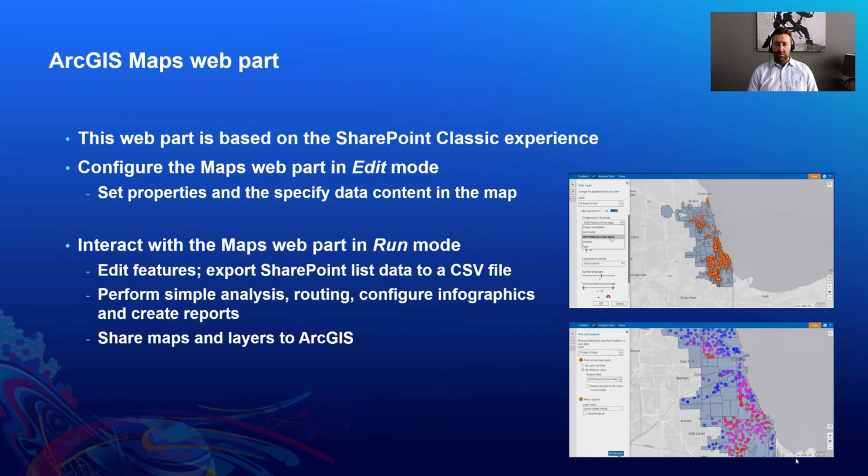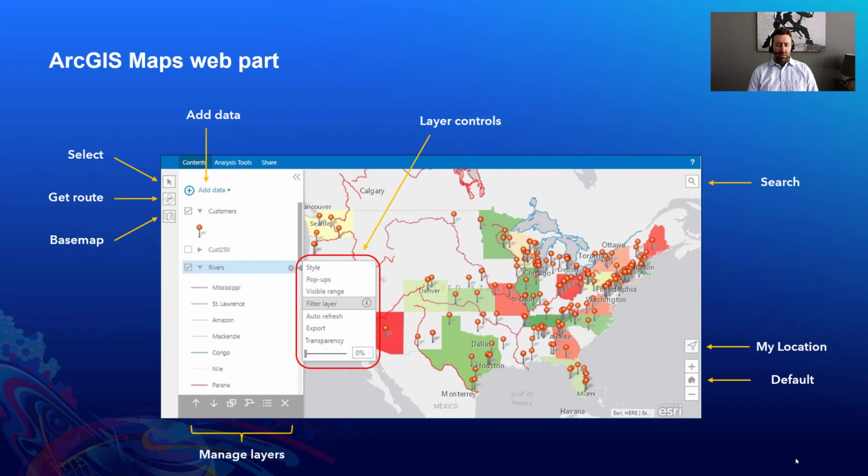Now, continuing on the classic web part, this is part of the SharePoint experience. It's in edit mode when I can go ahead and add the map. I can interact with it and style my layer, add additional layers. If I want to do some simple analysis, I can do that, or if I need to edit the data, I can do this here as well. And then I can share any maps and layers that I create here back to my GIS.